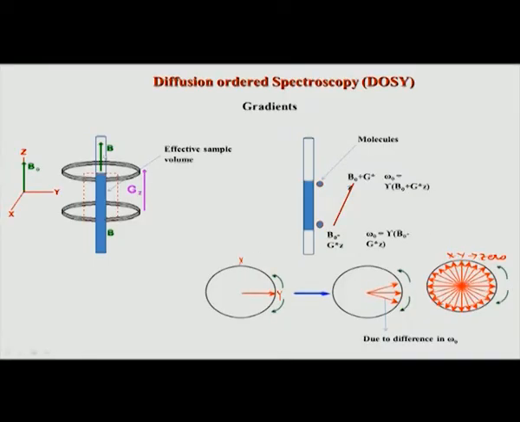The most important thing in DOSY is the use of gradients. We saw last class that gradients are basically coils which are present in the probe near the RF coils, and they work by circulating current in this coil, and that current generates a gradient in the vertical direction, in the center of the coil. Depending on the direction of the current, the magnetic field can be either upwards or downwards.